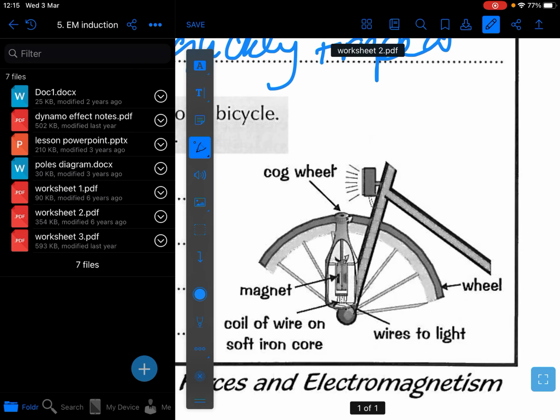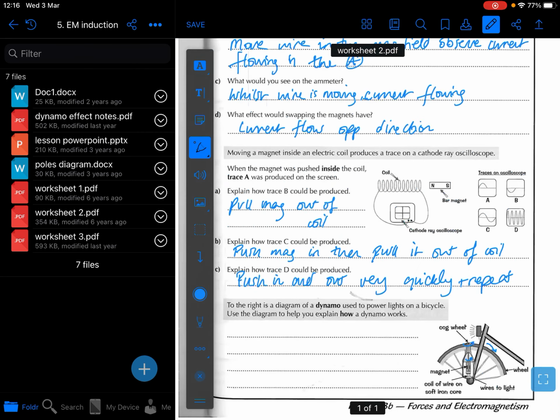And that wheel is attached here to a cogwheel. Now, hopefully you found that as the wheel goes round, it turns the cogwheel. So as you're cycling, it turns the cogwheel. That then rotates the magnet. And by rotating, you are moving the magnet, which means every time it's rotating, it will be creating current in the coil, which goes on to light the light.